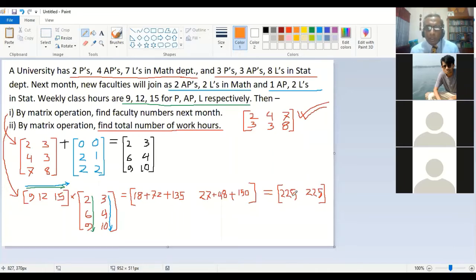Now, I think you have no problem with the calculation because we have already discussed it. Now tell me, what is this first 225? What is this actually? Who can tell? Anyone can tell. What is the first 225?